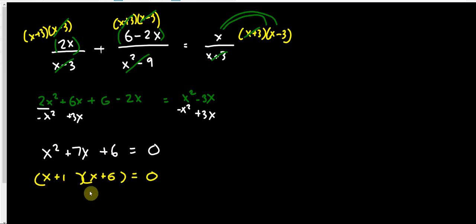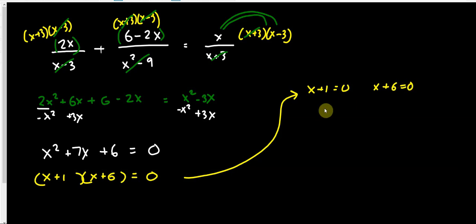Beautiful. Now I can set each of these equal to 0, and find that I have two solutions. X equals -1, and if you subtract the 6 over, you'll see -6. Alright, that feels good, but what do I need to do before I just say I have two solutions? I need to check them versus the denominators to make sure they work for the domain.